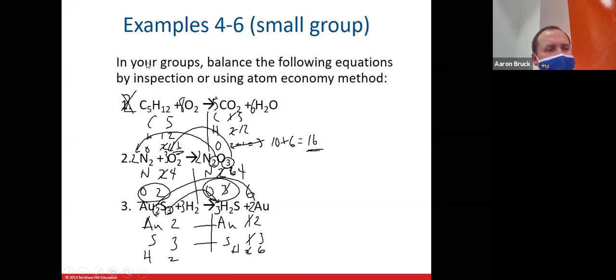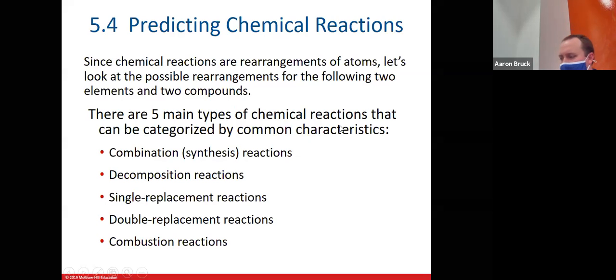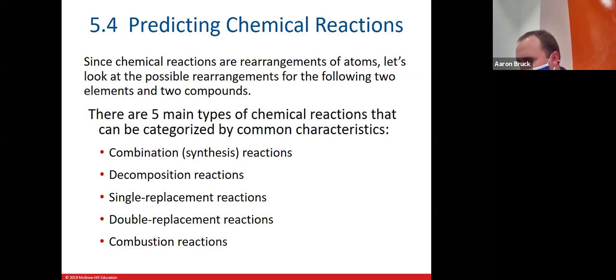Okay, so that completes for us the first 3 sections out of Chapter 5. That also happens to be the subject of your post-lecture that is due over the weekend. Now, moving on into Section 4.